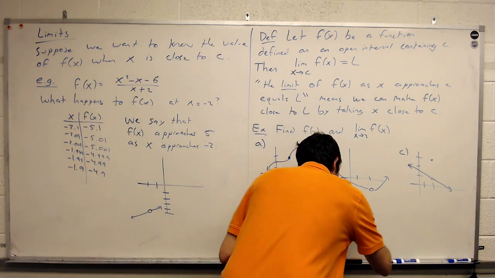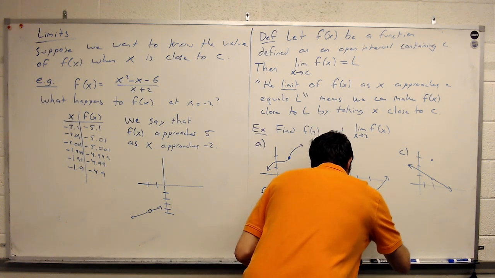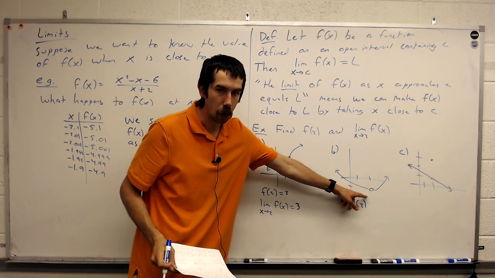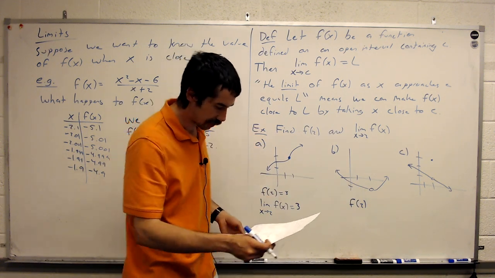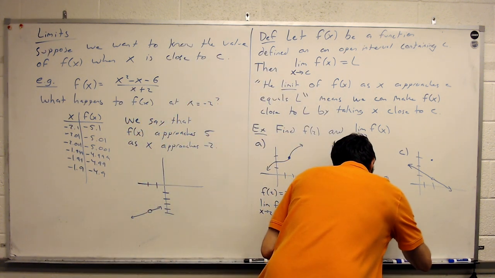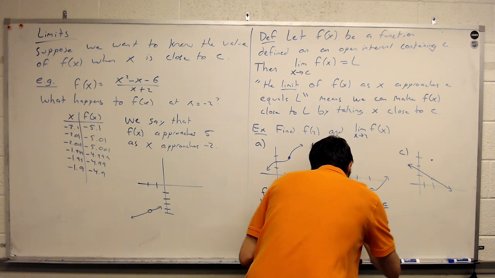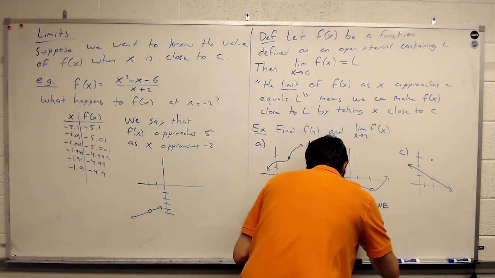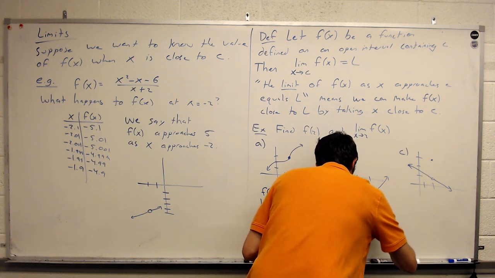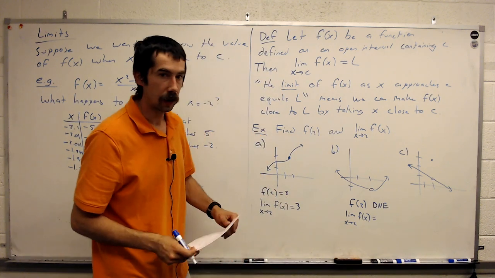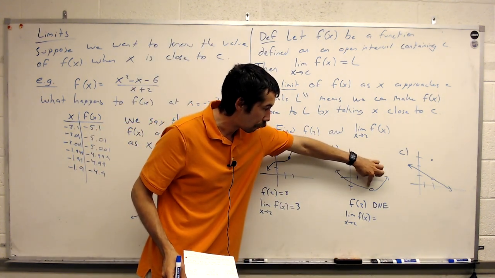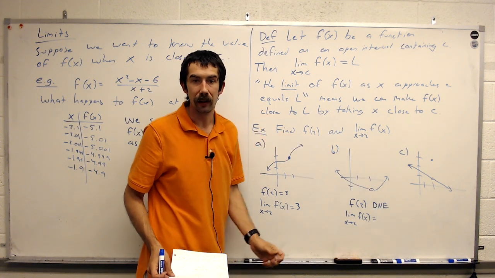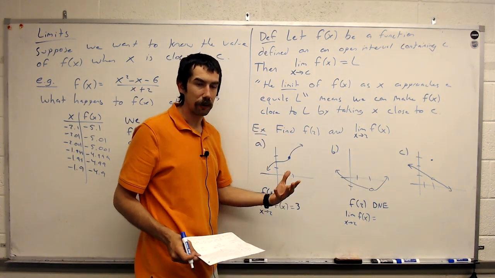This next one, f of 2: there's a hole at x equals 2, so f of 2 is undefined, does not exist. But the limit as x goes to 2 of f of x, what's happening to our function as x gets close to 2? Our function's value is close to negative 1. So our limiting value is negative 1.